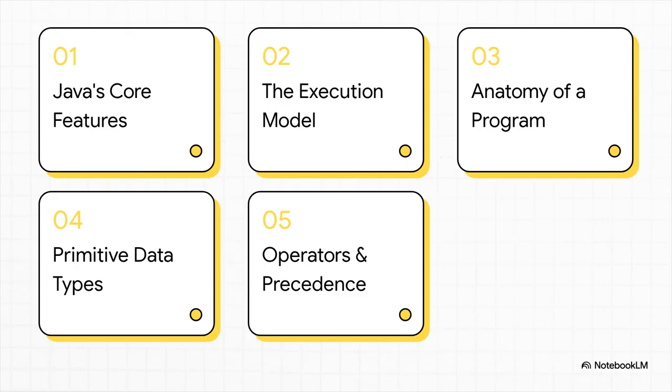So, here's the game plan. We're going to tackle 5 key areas. We'll start with Java's core features, then peek under the hood at its execution model. After that, we'll dissect a basic program, cover the essential data types, and wrap it all up with operators. Let's get right into it.